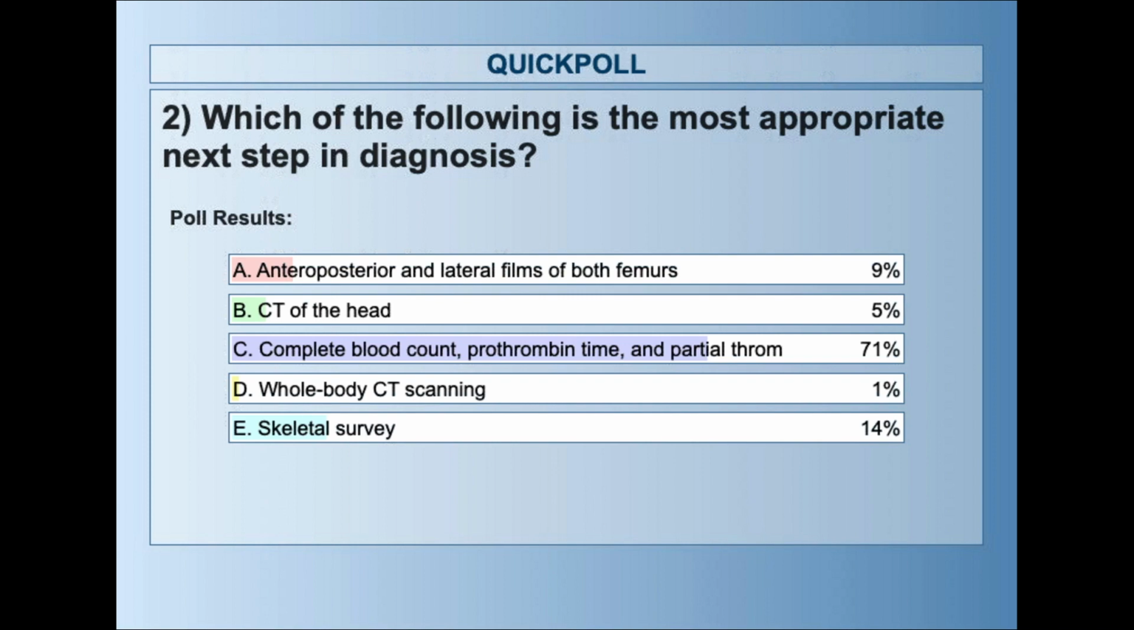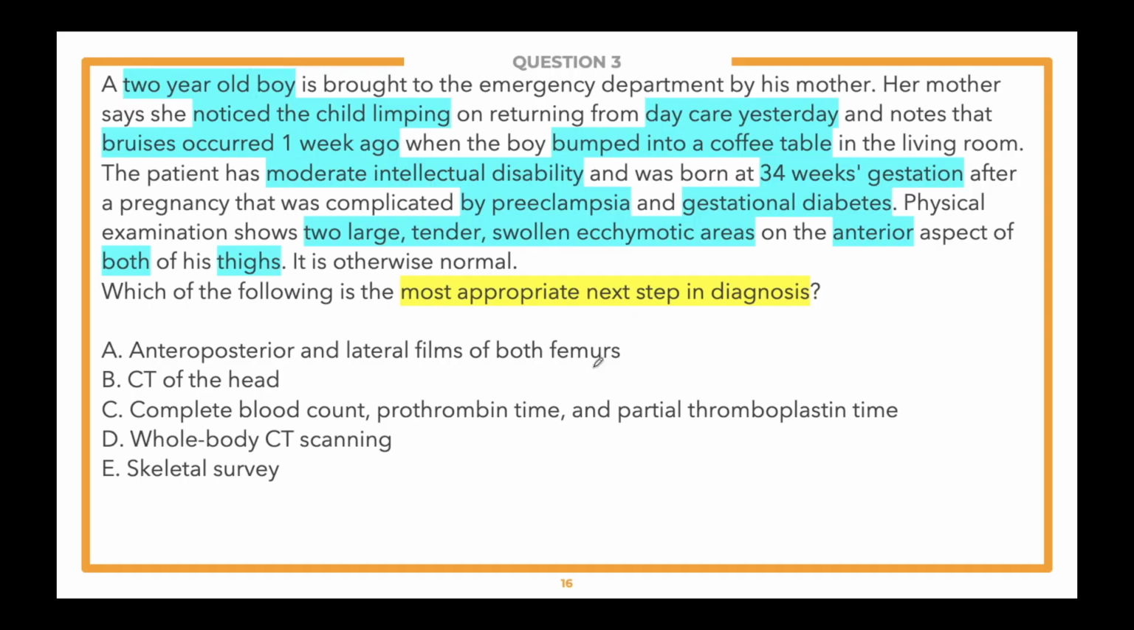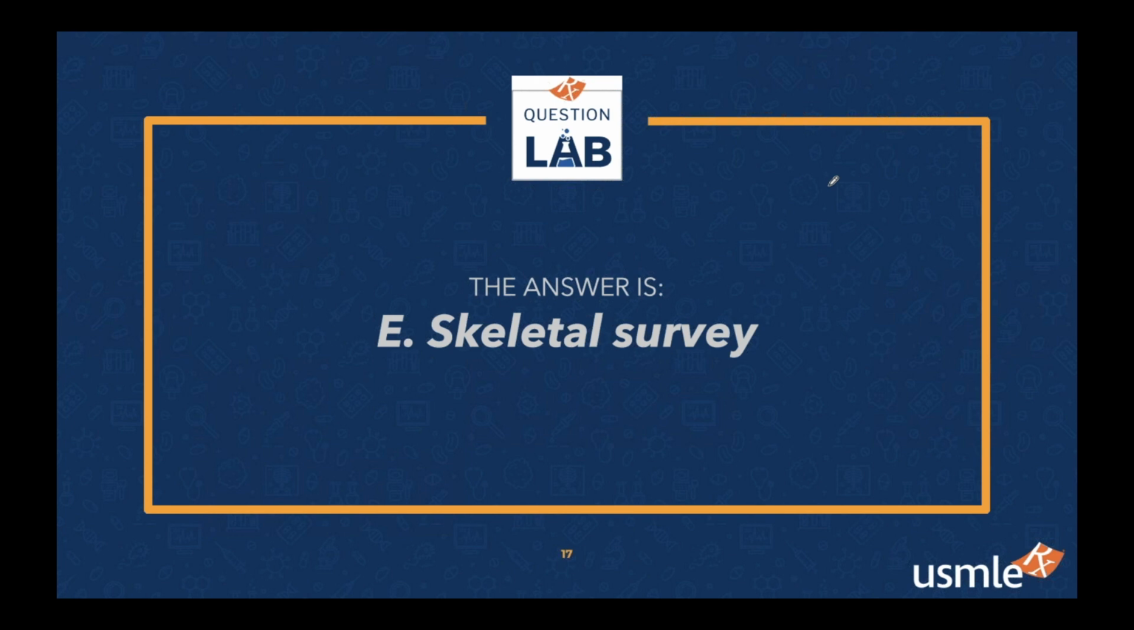It looks like 71% of you selected answer choice C, complete blood count, prothrombin time, and partial thromboplastin time. In distant second place with 14% was skeletal survey. So let's take a look and see what the correct answer is. The correct answer is E, skeletal survey, and 14% of you got it right. So a challenging question indeed. With that, I'll hand it off to Boris.